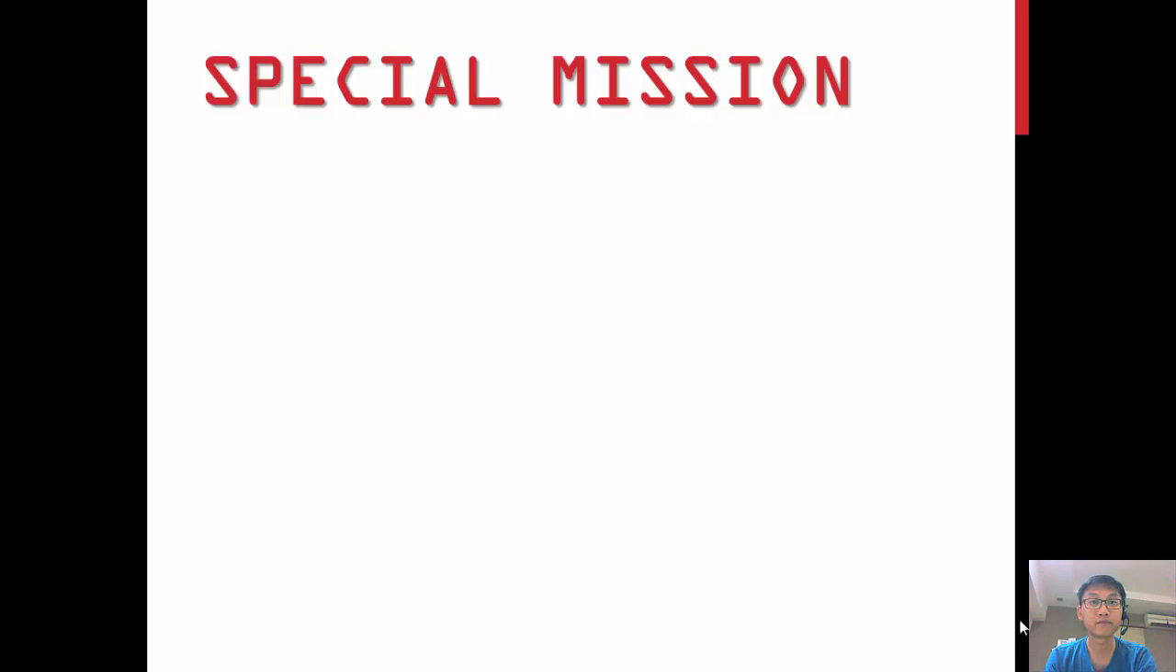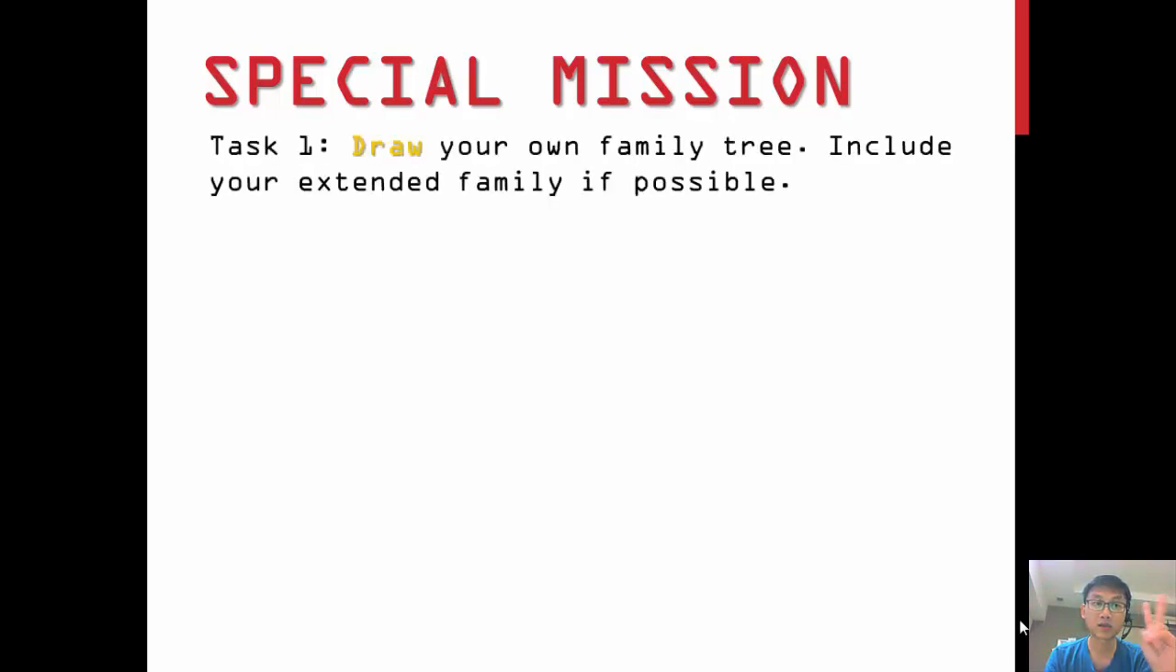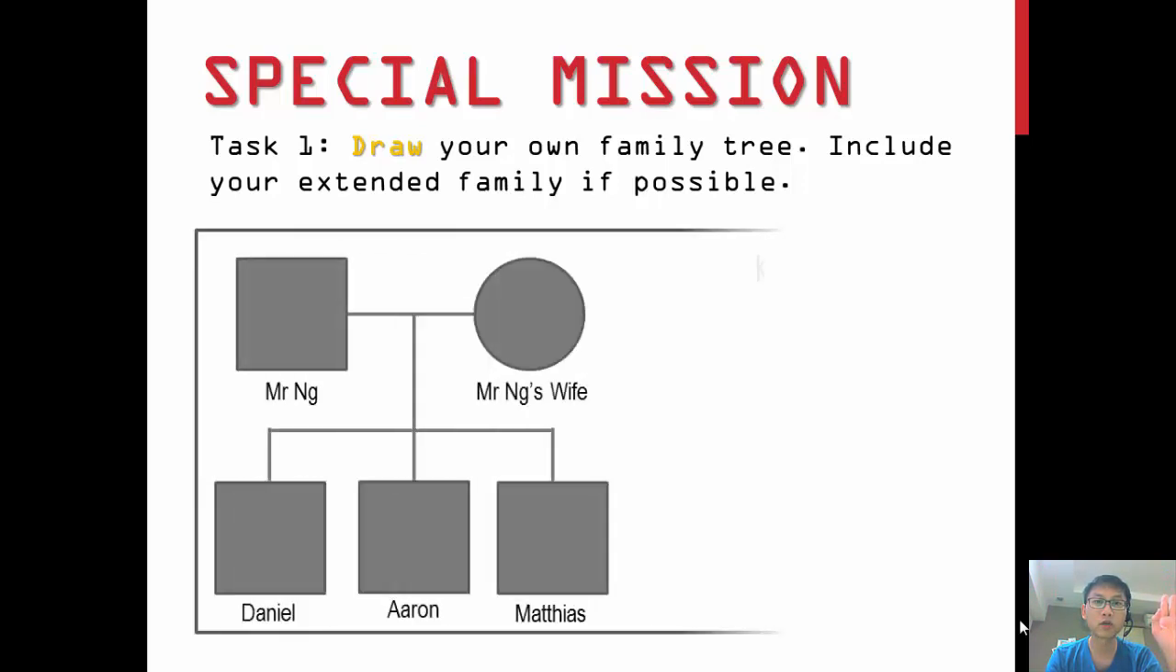Now, this is the special mission that I'm talking about. There are two tasks. Follow my instructions very carefully. Task one, you are supposed to draw your own family tree. I've shown you the family tree in part one of the video. Include your extended family if possible. Extended family meaning your uncles, aunties, cousins, grandparents, etc. You don't have to put in pictures like what I did, just names will do. So remember to include a key.